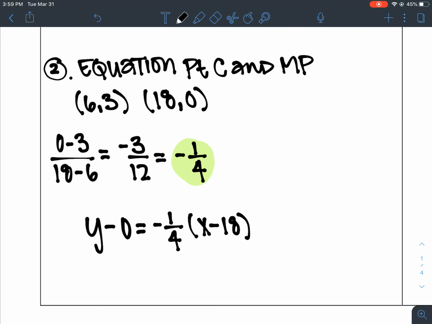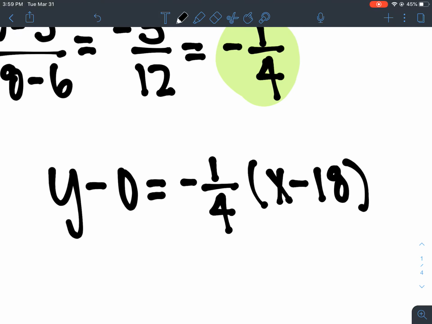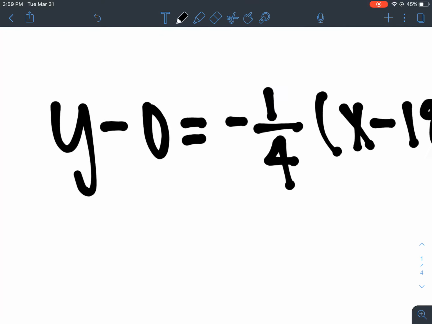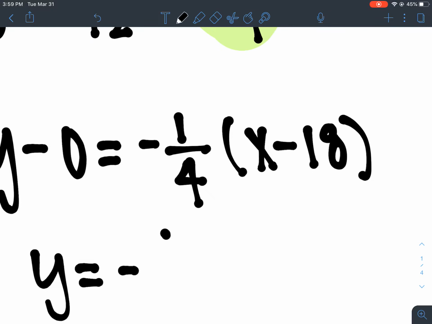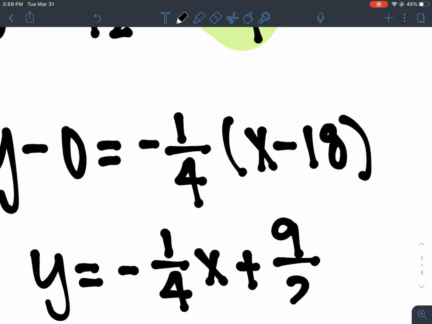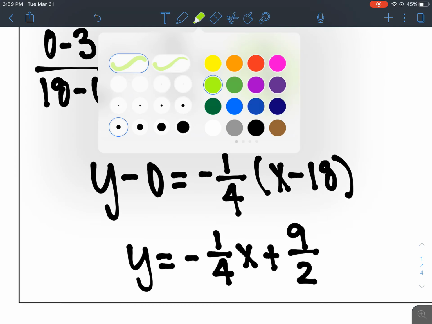Now, you can multiply by 4 if you want, but I'm just going to distribute it through and deal with the fractions. So y minus 0 is just y equals, and distributing the 1/4 gives negative 1/4 x. Then negative 1/4 times negative 18 gives positive 18 over 4, which reduces to 9/2. And that's my final answer.